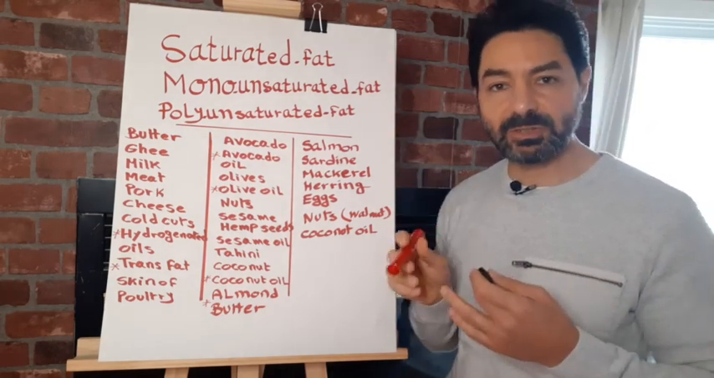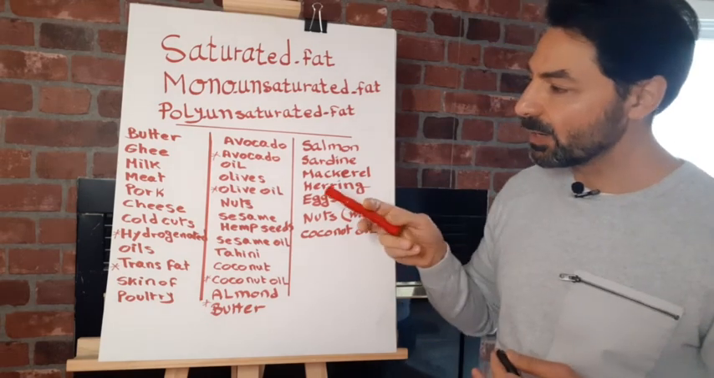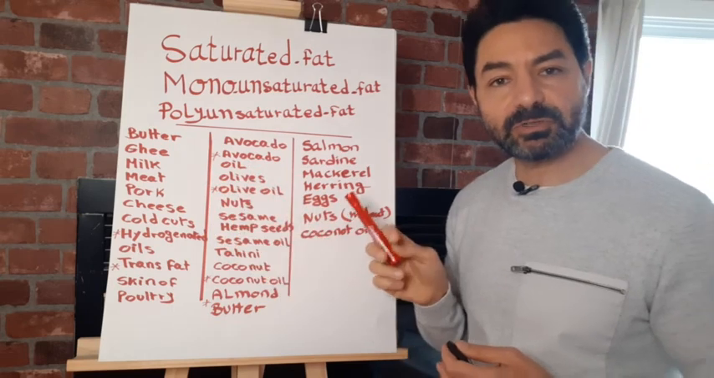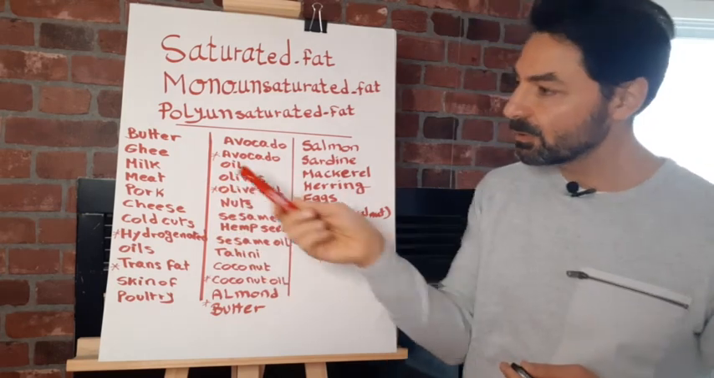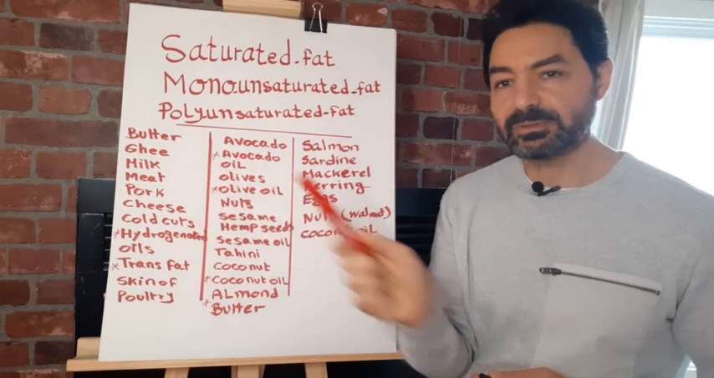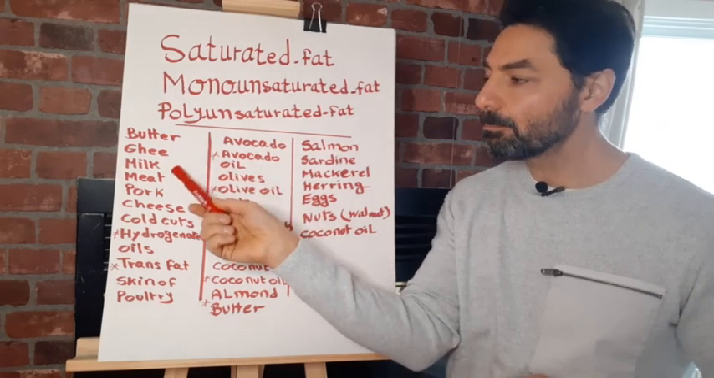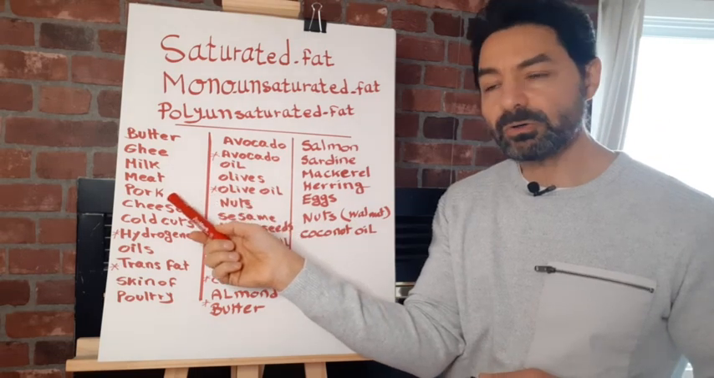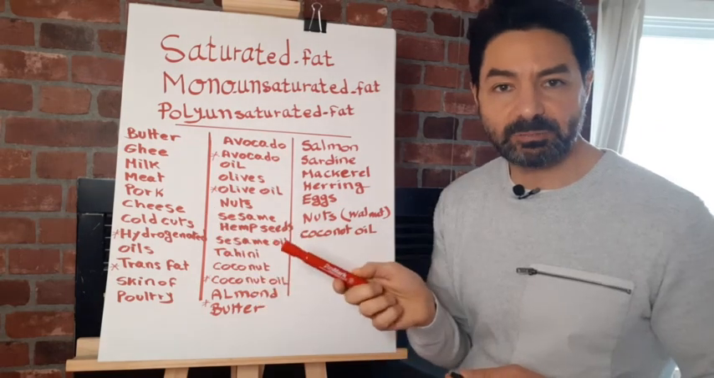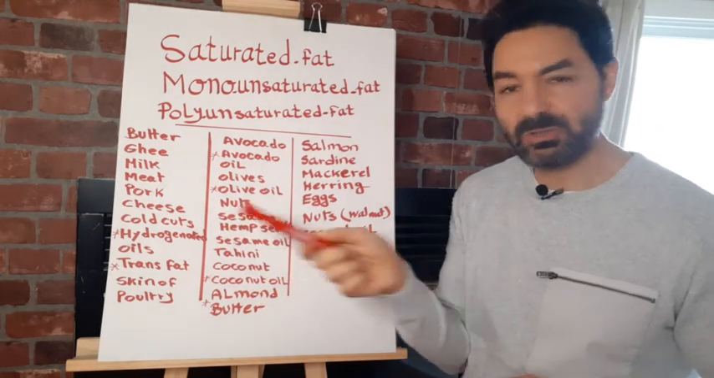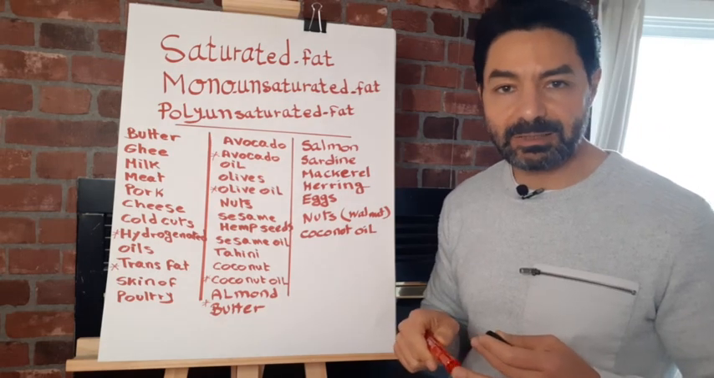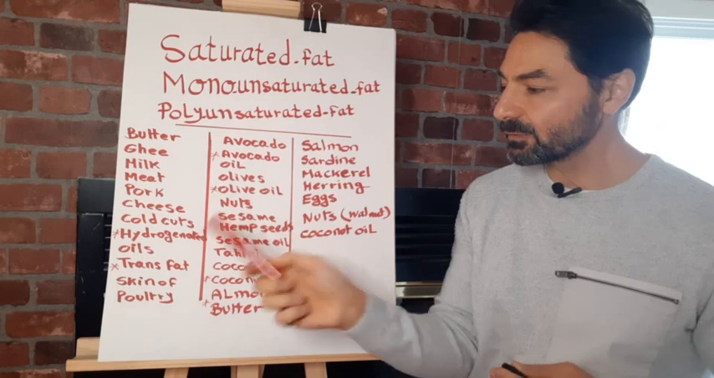What are saturated fat types of food? Below I put 3 columns to differentiate between food types. The first column is saturated fat. Butter, ghee, milk, meat, pork, cheese, cold cuts. Cold cuts are processed meat, all types of processed meat: sausage, charcuterie, luncheon, mortadella, jambon.